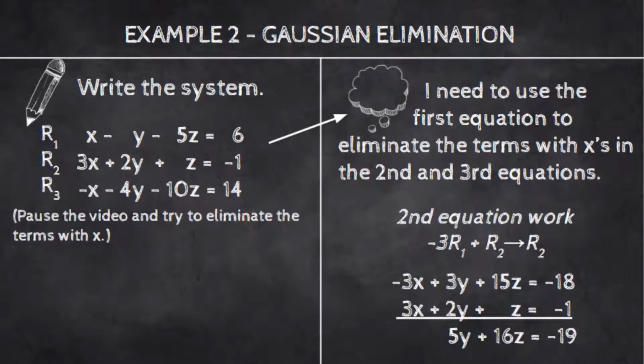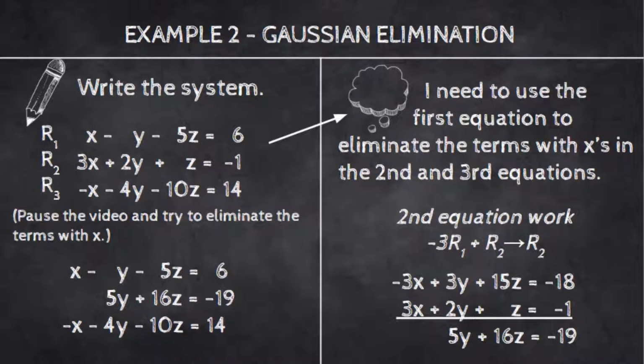So your equation looks like negative 3x plus 3y plus 15z equals negative 18. Your second equation remains the same, 3x plus 2y plus z equals negative 1. And when you add those, you get 5y plus 16z equals negative 19. And remember, when you go back and write this on your paper, the first equation does not change. You still write down x minus y minus 5z equals 6. You just changed it in your mind to help you get that new second equation.